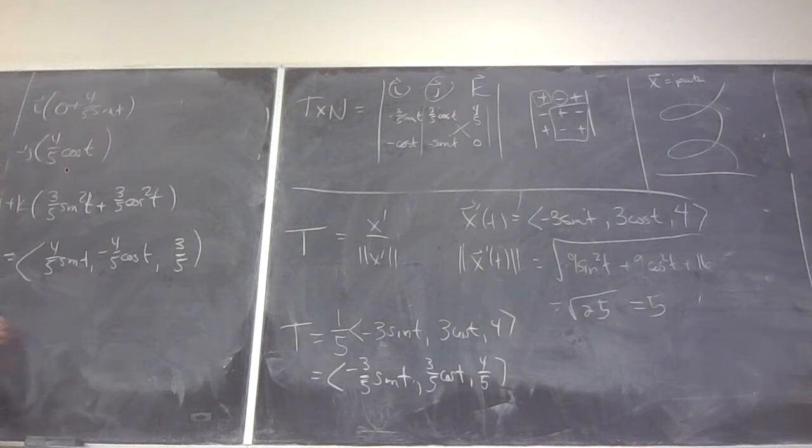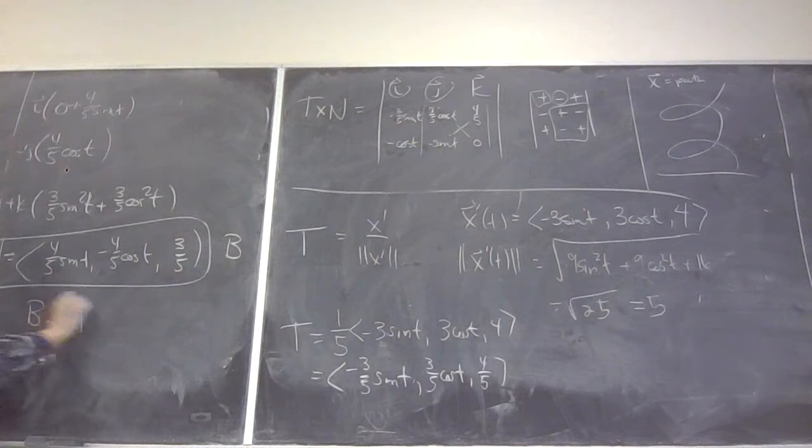So what I did really quick here is this vector right here. This is the b vector, and I checked to make sure that b was perpendicular to t by taking the dot product. That's all I did. B dot t is equal to 0, and notice it's automatically a unit vector.